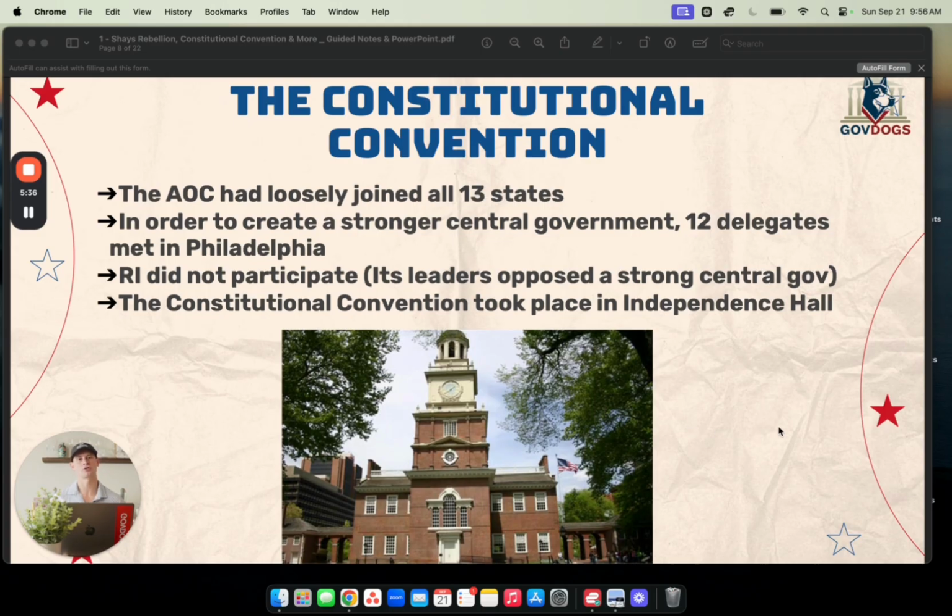Again, under the Articles, you had 13 loosely joined, kind of independent states that were self-interested about themselves and not necessarily about the country. In order to create a stronger central government, they met in Philadelphia. Rhode Island didn't participate because they feared a strong central government. Now, Rhode Island is a fairly small state. It's the smallest state in the Union. So obviously, they're going to be scared of a strong central government that could potentially take advantage of them.